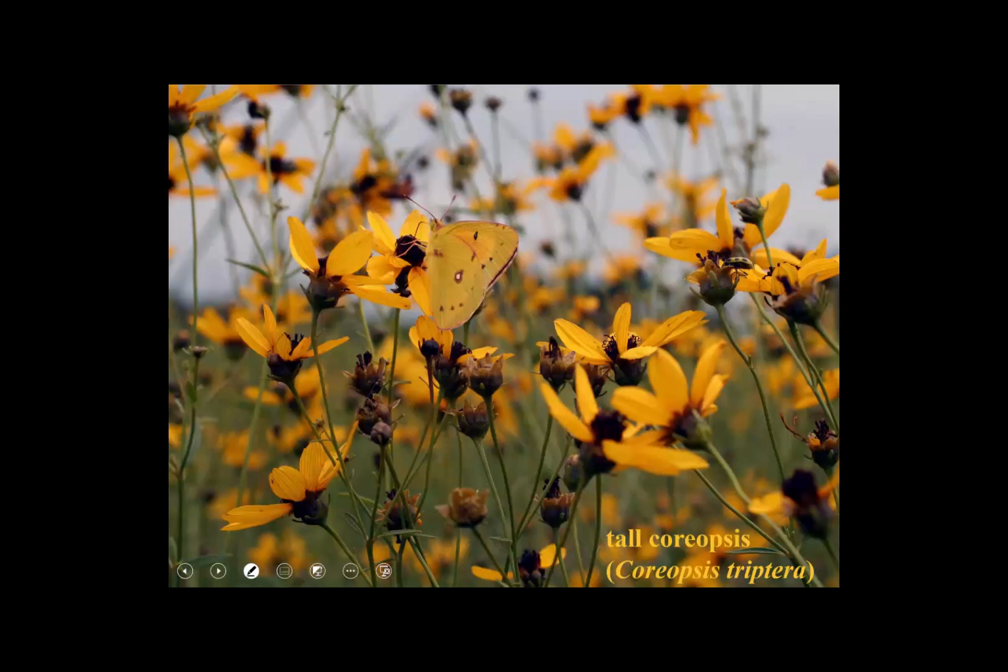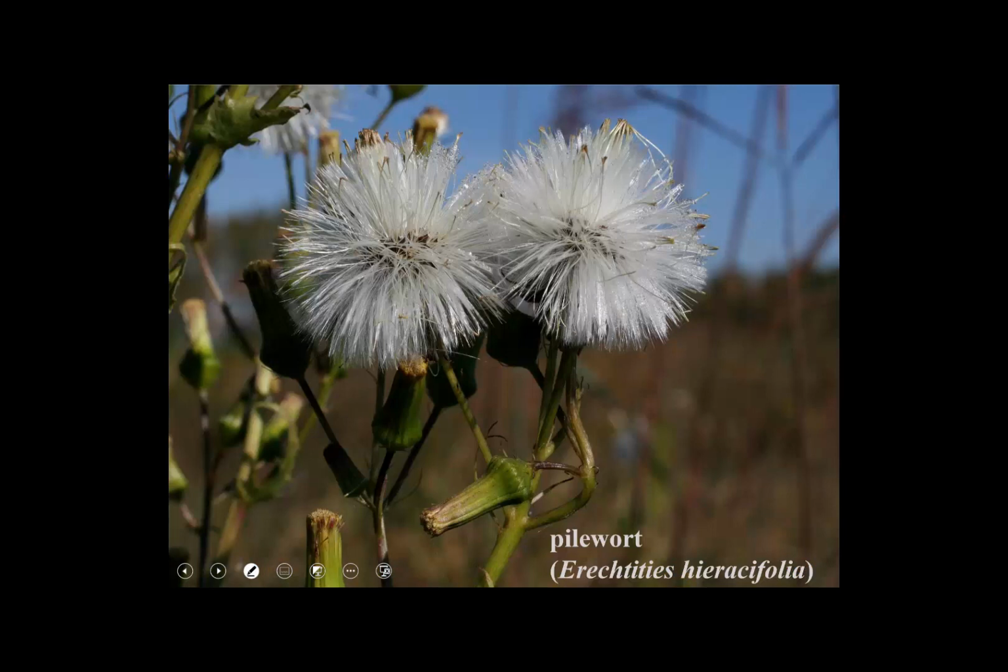This is tall Coreopsis. It's a prairie wildflower. I like that butterfly. It seems to be the same color as the flowers it's visiting.